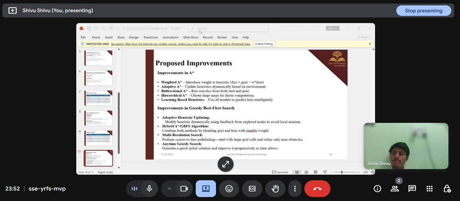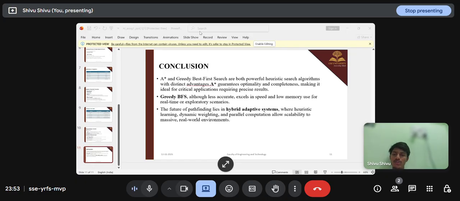And next, multi-resolution search. Start searching with large grid cells, then switch to smaller ones near obstacles for precision. This saves time while keeping accuracy. And next, anytime grid search quickly finds an initial path and improves it over time as more time is available. So it is useful for real time systems that can't wait for a perfect answer. Next slide.